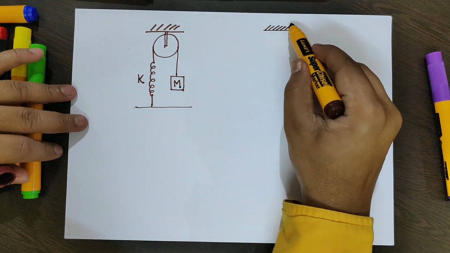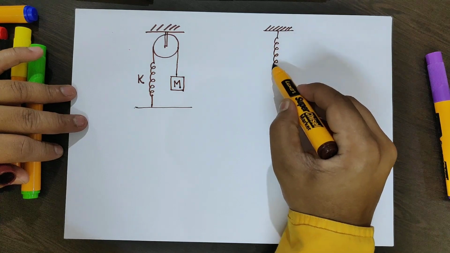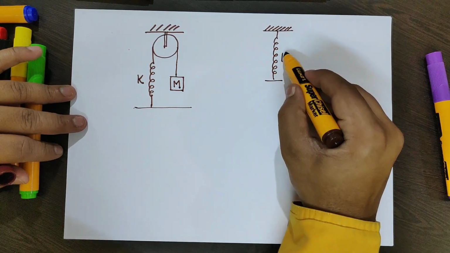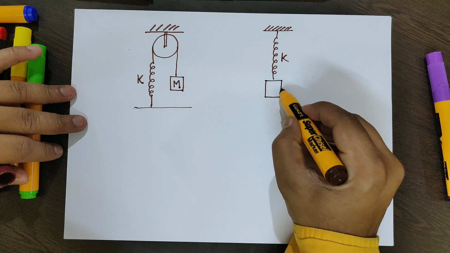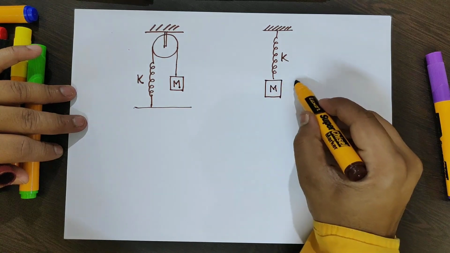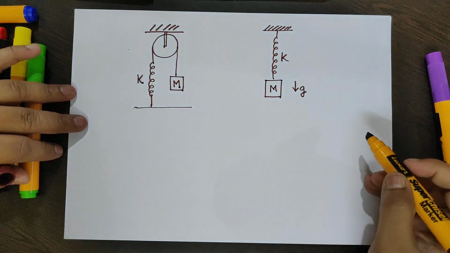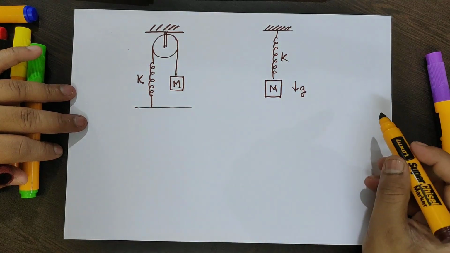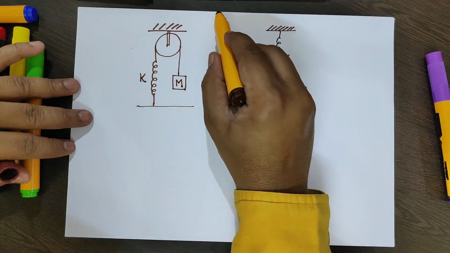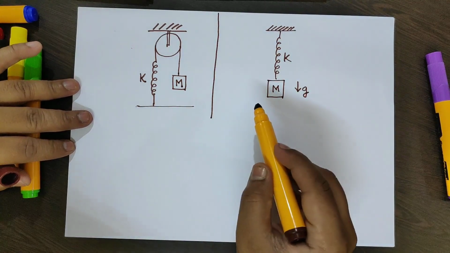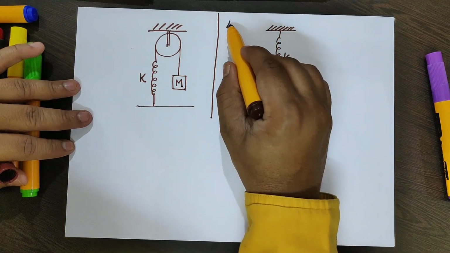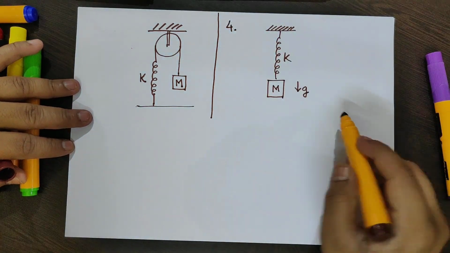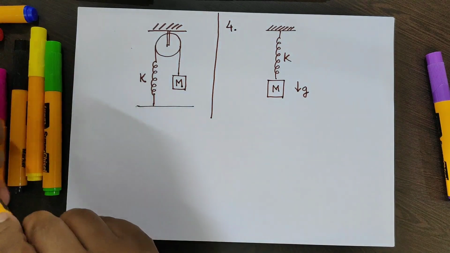Say this is a spring of force constant K and a block of mass m, and gravity is acting, g. Now, what is the time period of this simple harmonic motion? This is problem number 4, I think. Okay. What will be the time period of this simple harmonic motion?